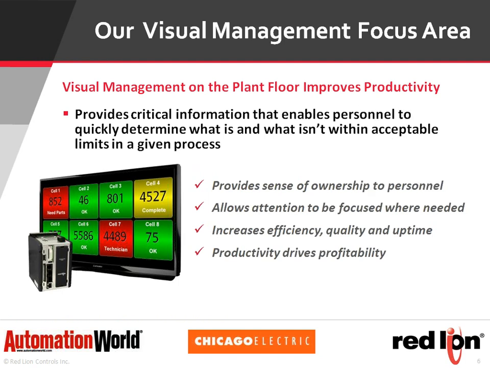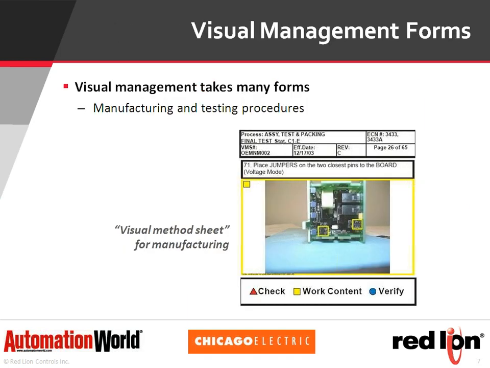What we're going to focus on is using specifically KPIs and Andon messages, communicating information to the personnel on the plant floor about their actual performance. What that does is it provides a sense of ownership to personnel. No one wants to be the anchor to an organization. Everyone wants to know that they're a contributing factor. It allows managers and supervisors to focus attention in the appropriate places. This all results in an increase in efficiency, quality, and uptime. Obviously, that's the goal here. And the real goal is to drive productivity and therefore profitability.